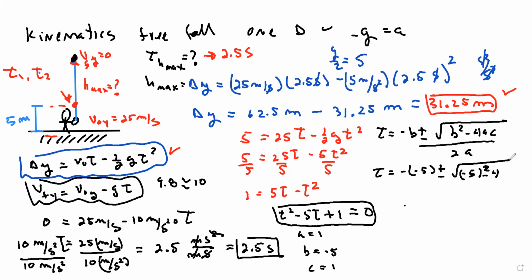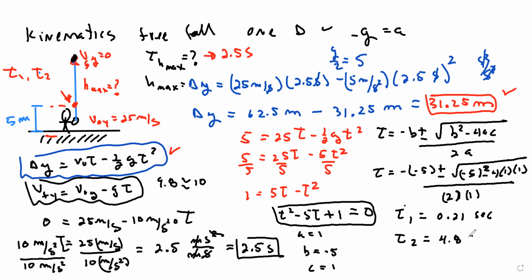minus 4, a, which is 1, and c, which is 1. And this is divided by 2 times a. There you go. So you got your t1 and t2. t1 is going to be 0.21 seconds if you solve this quadratic equation. And t2 is going to be 4.8 seconds.